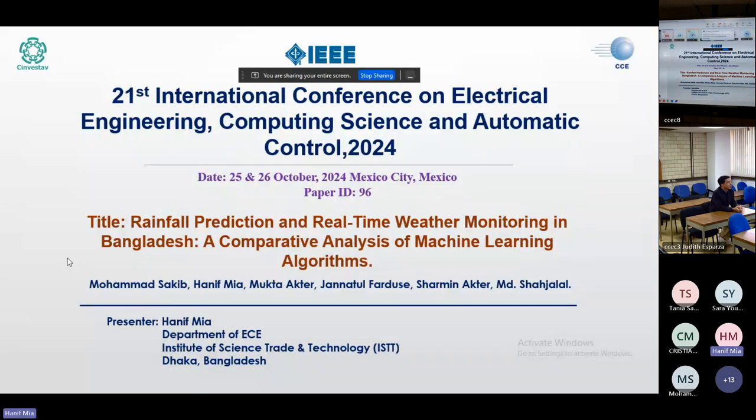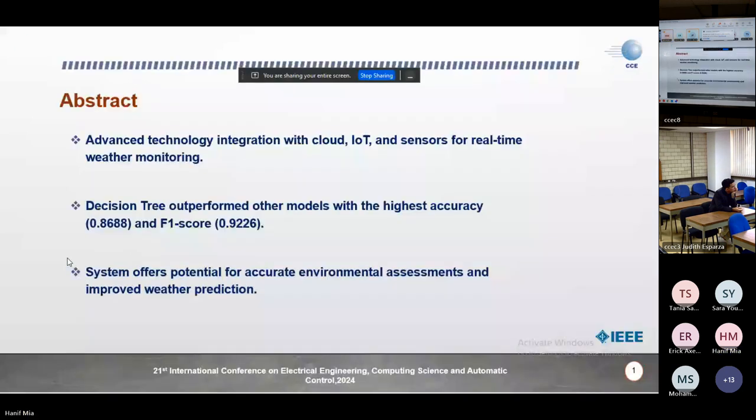Okay, sir. Assalamu alaikum. This is Hanif Mia, Department of EC, Institute of Science, Trade and Technology, Dhaka, Bangladesh. Today, I am presenting my research paper. The paper ID is 96 and the title is Rainfall Prediction and Real-Time Weather Monitoring in Bangladesh, a Comparative Analysis of Machine Learning Algorithms. Move on to the next slide.